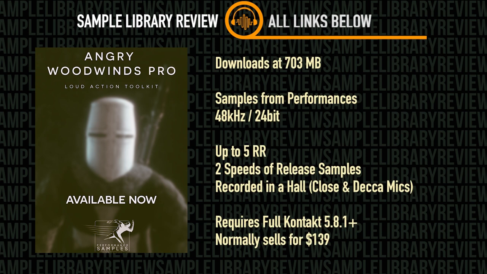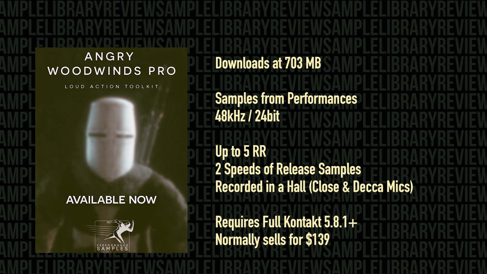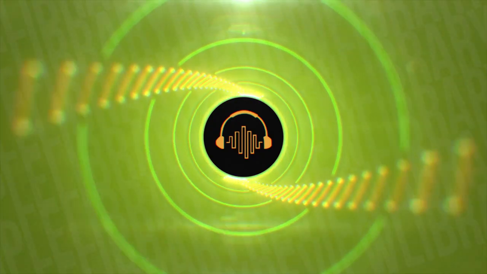Angry Woodwinds Pro downloads at 703 megabytes and features up to 5 round robins on the attacks and releases, with performances derived from phrases. There are 2 speeds of release samples, and it's recorded in a hall with close and Decca mic positions. It's recorded at 48,000 Hz and 24-bit. It's built for Kontakt 5.8.1 and above, and requires the full retail version of Kontakt. Normally it sells for $139, yet is on intro offer at $99 and has various loyalty prices as low as $69.